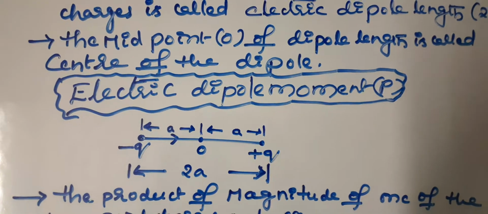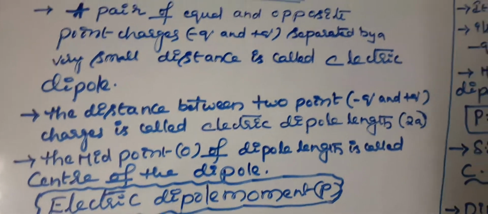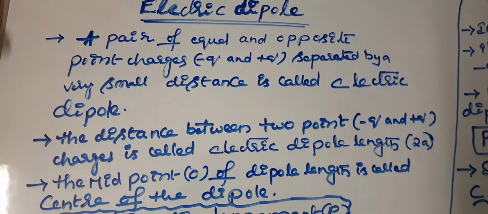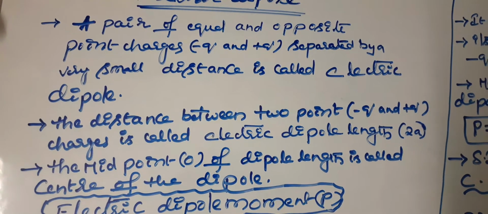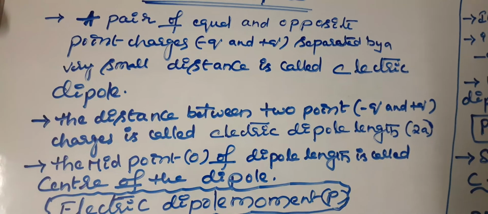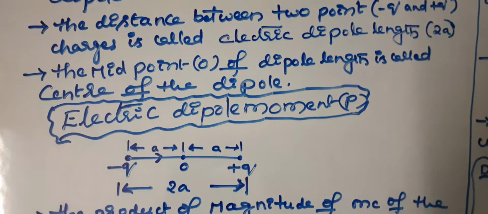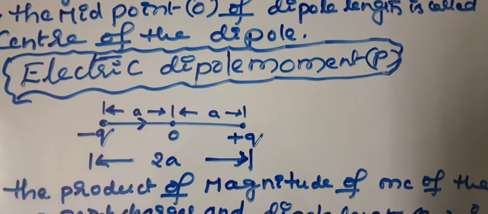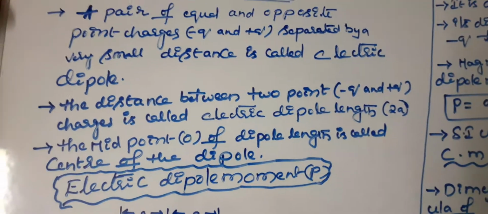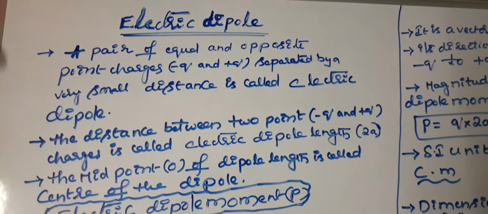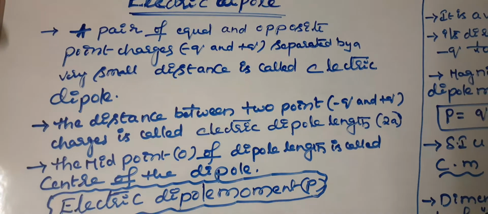Now what about electric dipole moment, students? Once again, what is an electric dipole? A pair of equal and opposite point charges separated by a small distance is called an electric dipole. This distance is called the dipole length, and the midpoint of the dipole is called the center of the dipole. You can see this clearly in the figure.